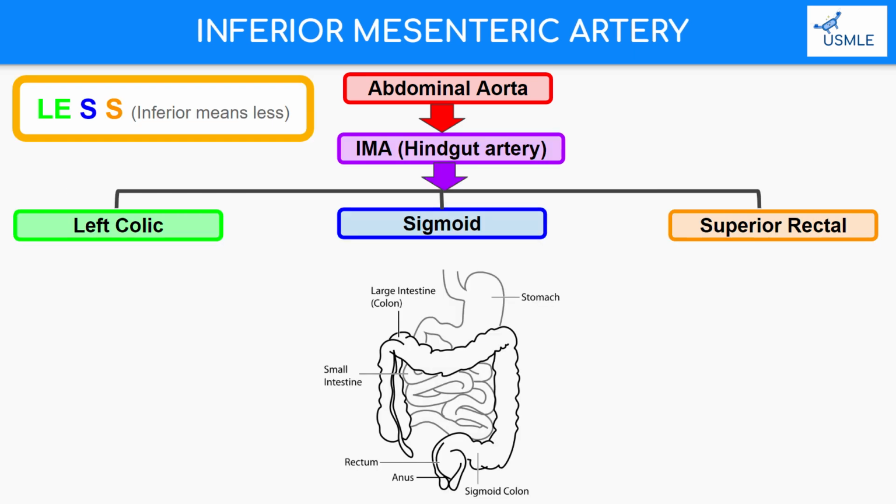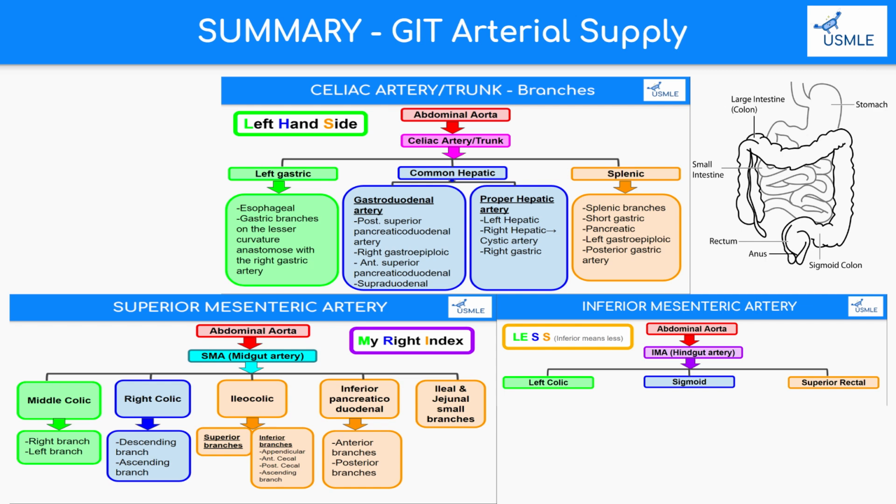Then we have the inferior mesenteric artery. You can remember this by the mnemonic LESS. Inferior means less. LE stands for left colic artery, S stands for sigmoid, and S stands for superior rectal artery. Here is a summary showing the arterial supply of the GIT.